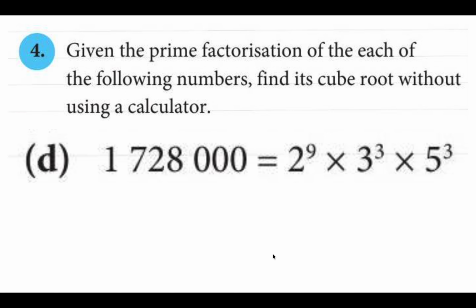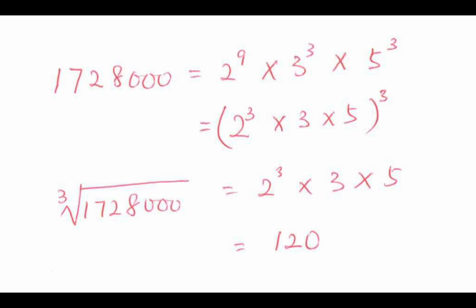Another practice, this time round a much larger number, 1,728,000. That gives us 2 to the power of 9 times 3 to the power of 3 times 5 to the power of 3. That works out to (2 to the power of 3 times 3 times 5) cubed. So when we cube root it, we just take the bracket portion. That will be 2 to the power of 3 times 3 times 5, which equals 120.